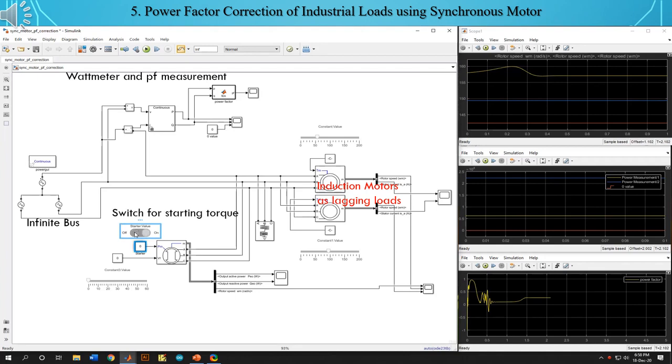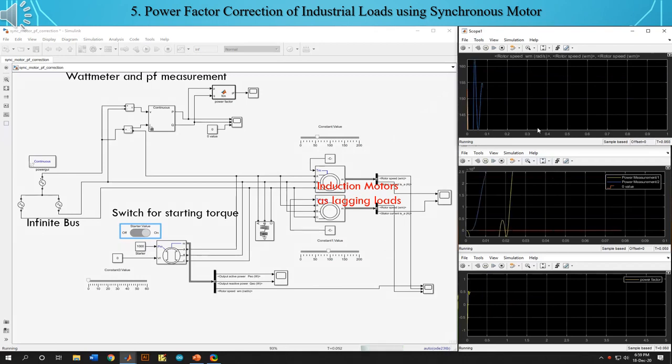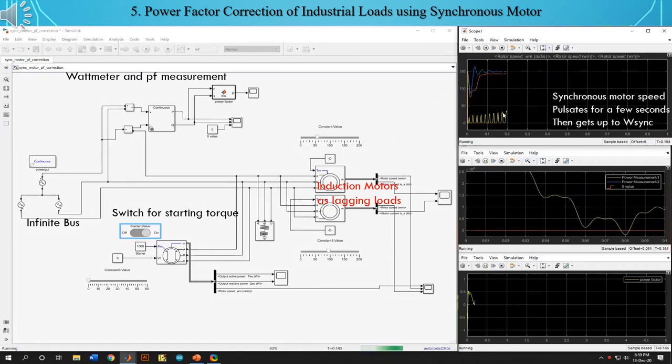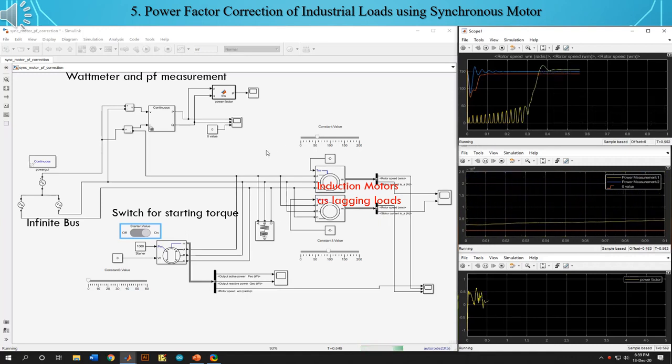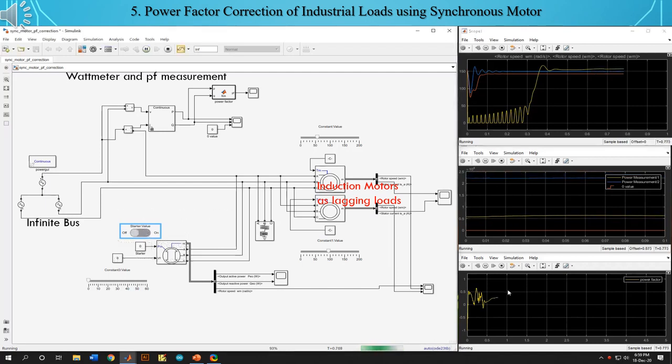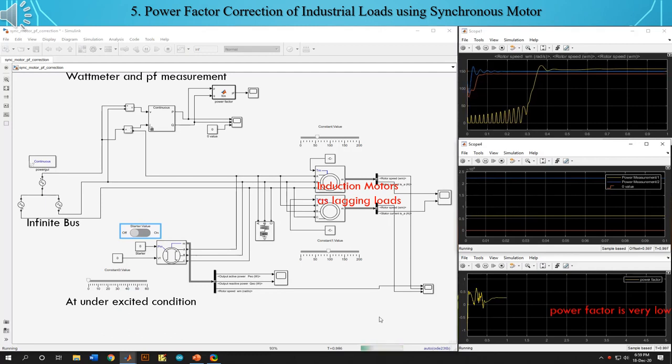Induction motors act as lagging loads. That is why their power factor is very low, and to increase the power factor, a synchronous motor with no load has been used in parallel. The speed of the synchronous motor pulsates during starting and then gradually goes up to W sync. When we turn on the synchronous motor, what happens is it acts as a capacitor and supplies reactive load.